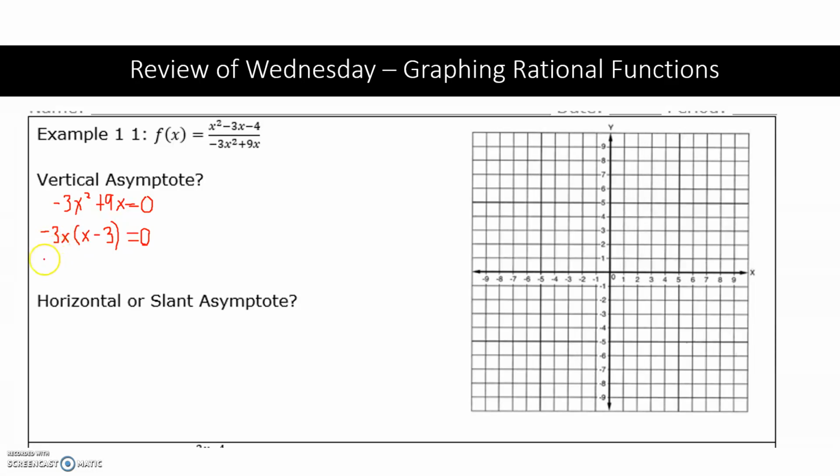So now I'm going to set the first factor, negative 3x, equal to 0. That means x is equal to 0. And then I'm going to set the next factor, x minus 3, equal to 0. And that means x is 3. So my vertical asymptotes are going to be at x equals 0, so I'm going to have a dashed line when x is 0, like so. And then when x is equal to 3, so right here and here.